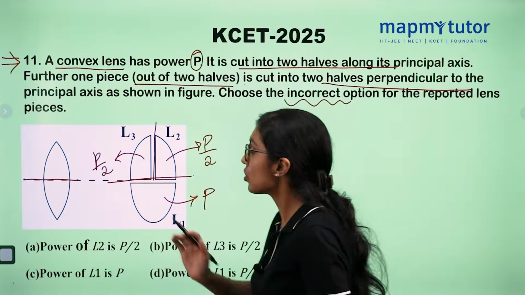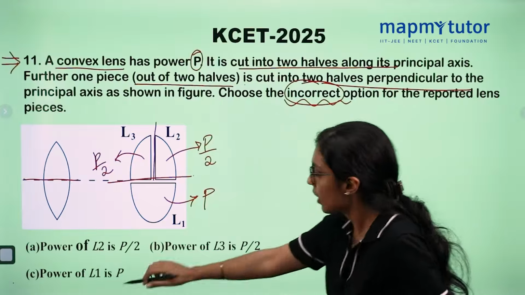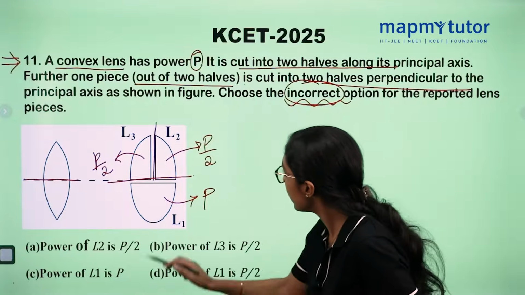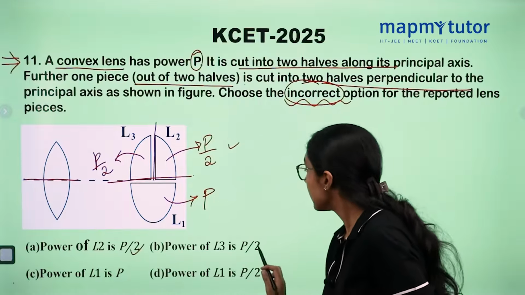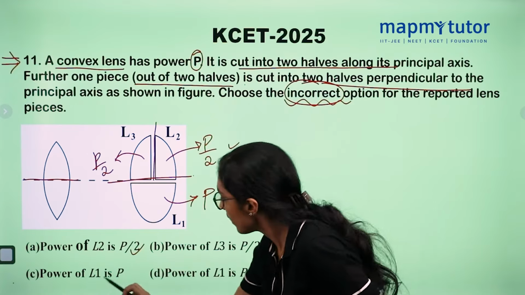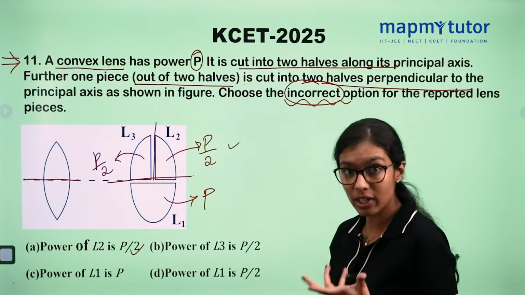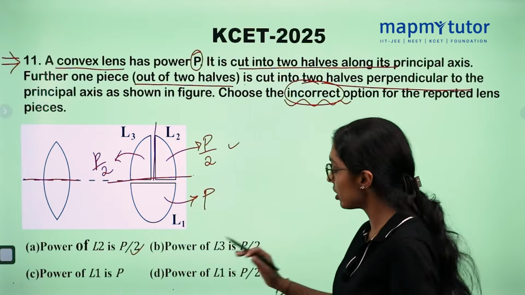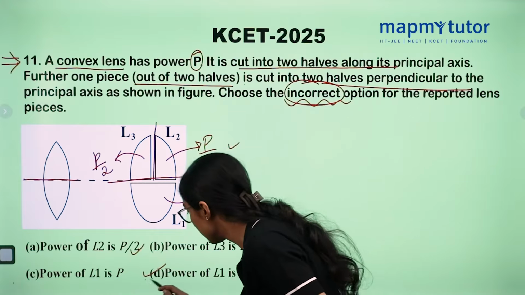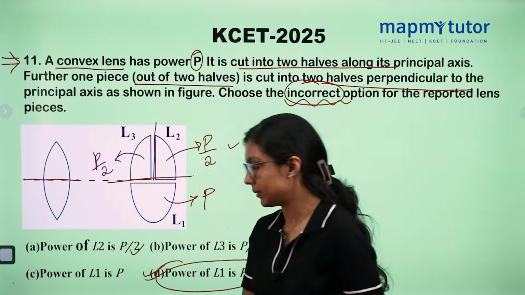Now let's see the options. You should see which is the incorrect option. Power of L2 is P by 2. Yes, correct. This is the correct option. Power of L3 is P by 2. Yes. Power of L1 is P. That is also correct. We want the incorrect one. Power of L1 is P by 2, which is the wrong option, and here option D is correct.